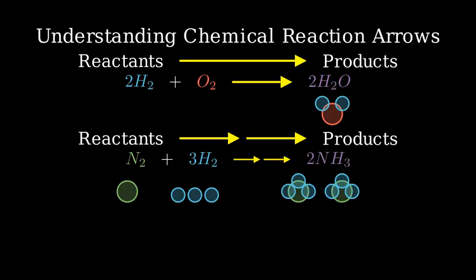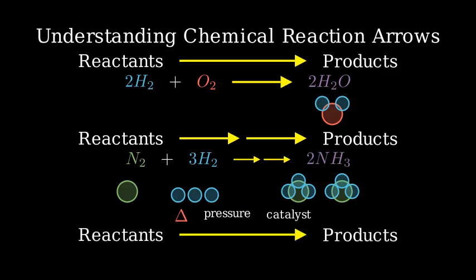Finally, some reactions require heat, pressure, or catalysts to proceed. We show these conditions above the arrow. These tell us what's needed for the reaction to occur.